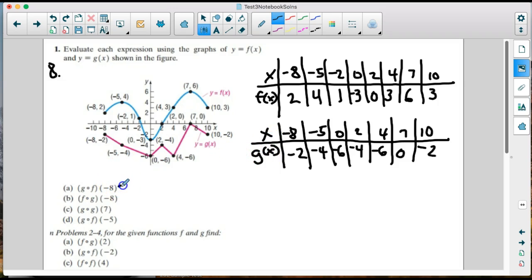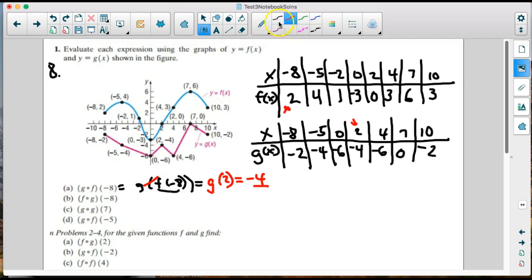So here is my first problem. I'm going to take g of f of negative 8 and evaluate that. So I look at the inside of the function first. That's going to be f of negative 8, which is right here in the problem. F of negative 8 is right there. So this is really g of 2. And then I go to the g chart, I look at 2, here's g of 2, so my answer for the first problem is negative 4.